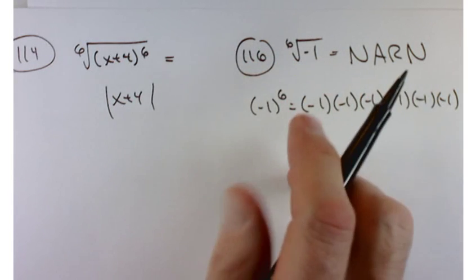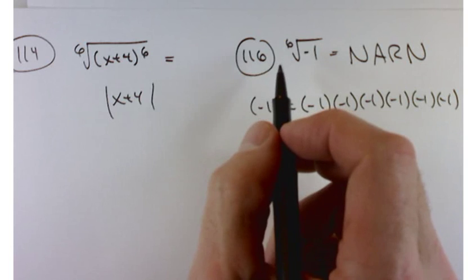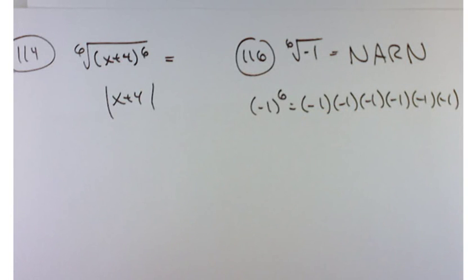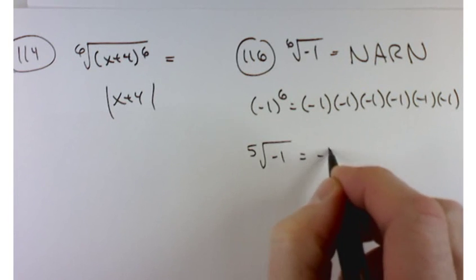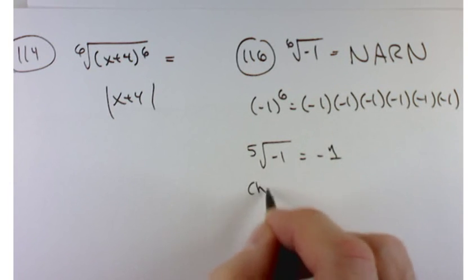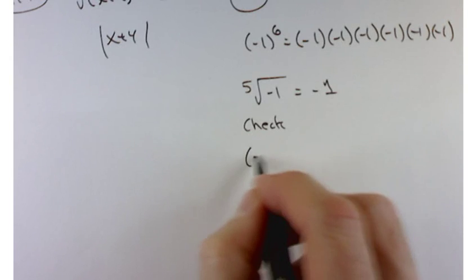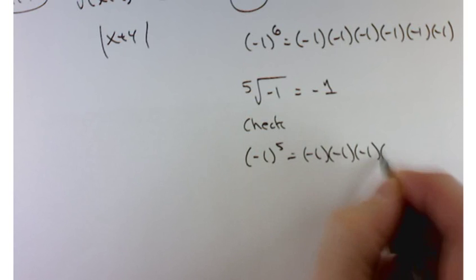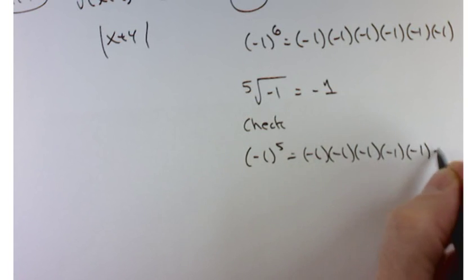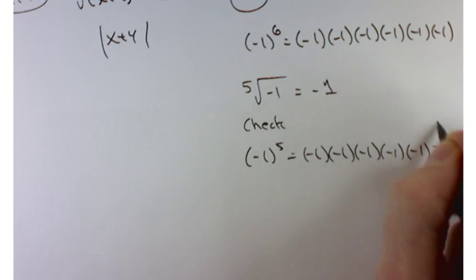Yes, sir. If it was a 5th root, then we'd be in business. Let's take a look here. It's a great question. 5th root of negative 1 would be negative 1, and we can check it. Negative 1 to the 5th is going to have an odd number of negative signs, and when we multiply it together, you do get negative 1.